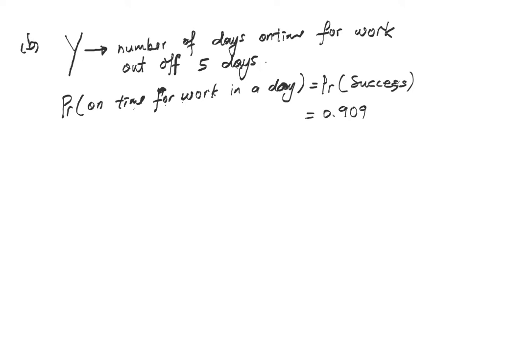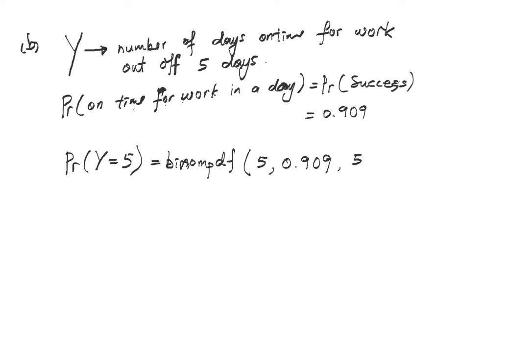days. So now I have to find the probability that Y equal to 5. Am I right? So I use binomPDF. N is 5. Probability of being on time is 0.909 for a day. And here is also 5. So is it high? Can you give me the answer?